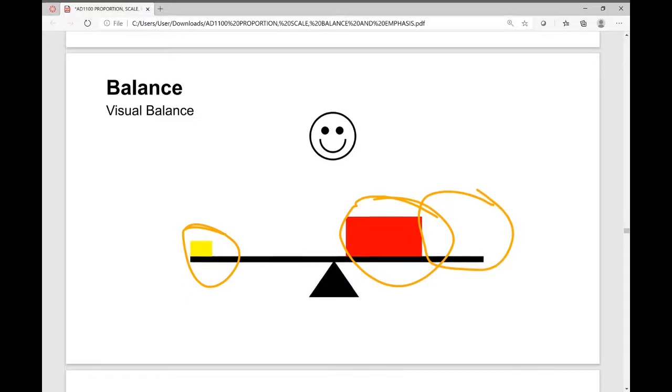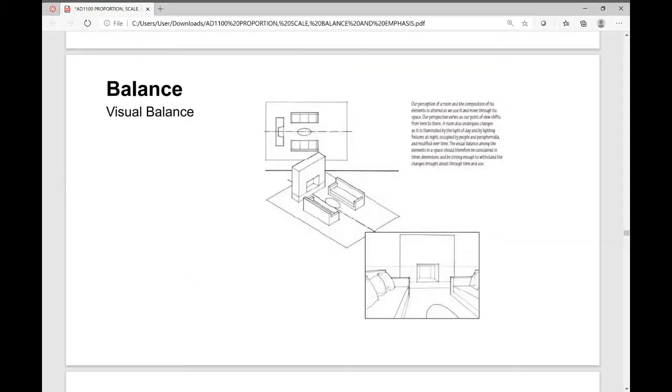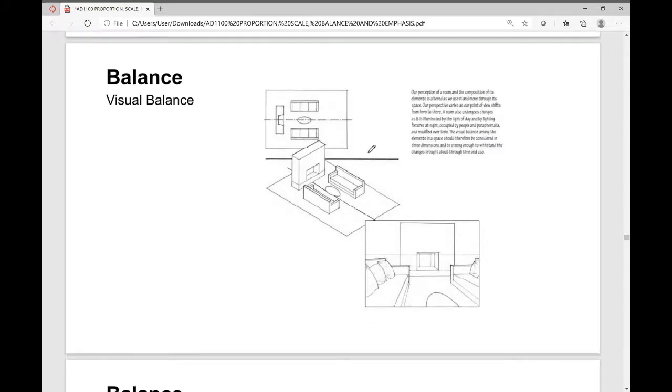All right. So with visual balance, our perception of a room and its composition of elements is altered as we use it and move through our space. A room also undergoes changes as illuminated by day and by lighting fixtures at night, so this would create different varieties of balance. As this one, you have your balance. This is a symmetrical balance.